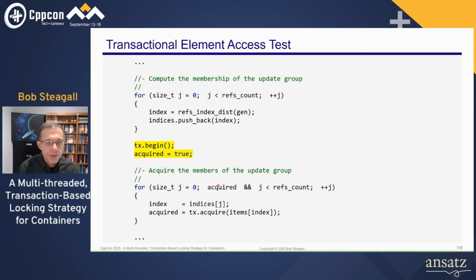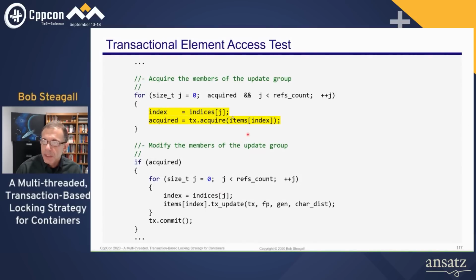So I begin the transaction and set my acquired flag to true. Then I start trying to acquire the data in my list of elements that are in the update group. I form the list of elements that comprise the update group, iterate over that list, and try to acquire each one. If I successfully acquire it, I keep going until either I fail to acquire or I've acquired every member I wanted. Then I step out of the loop.